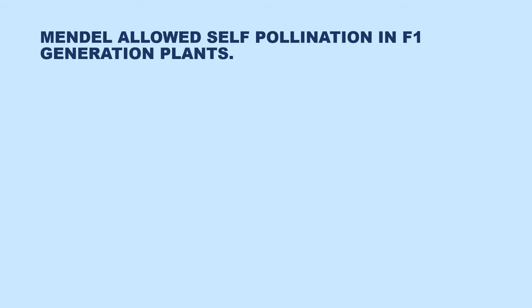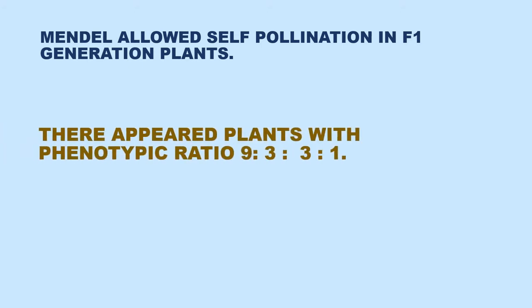There appeared plants with phenotypic ratio 9 is to 3 is to 3 is to 1. Why not 3 is to 1 as in monohybrid cross? Let us see how alleles combine with each other during gametes formation. Capital Y may be with capital R or small r, and capital R with small y or capital Y.